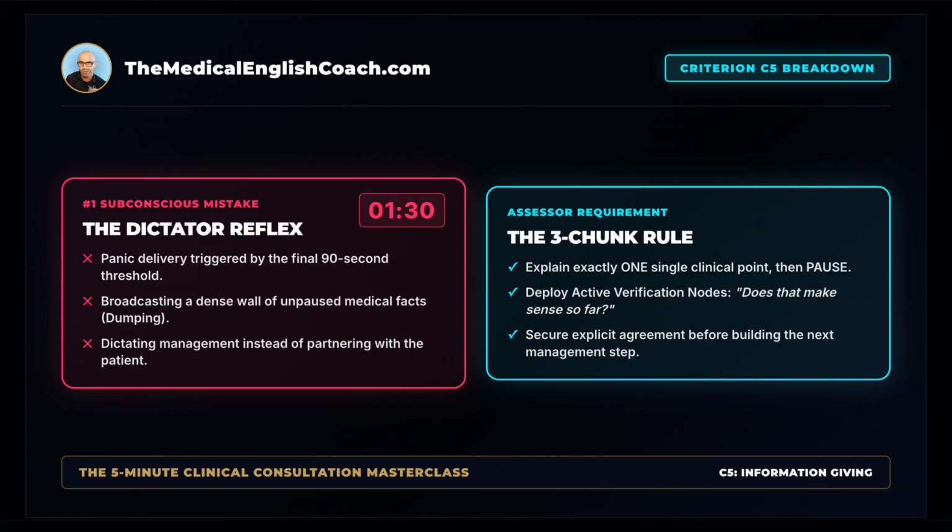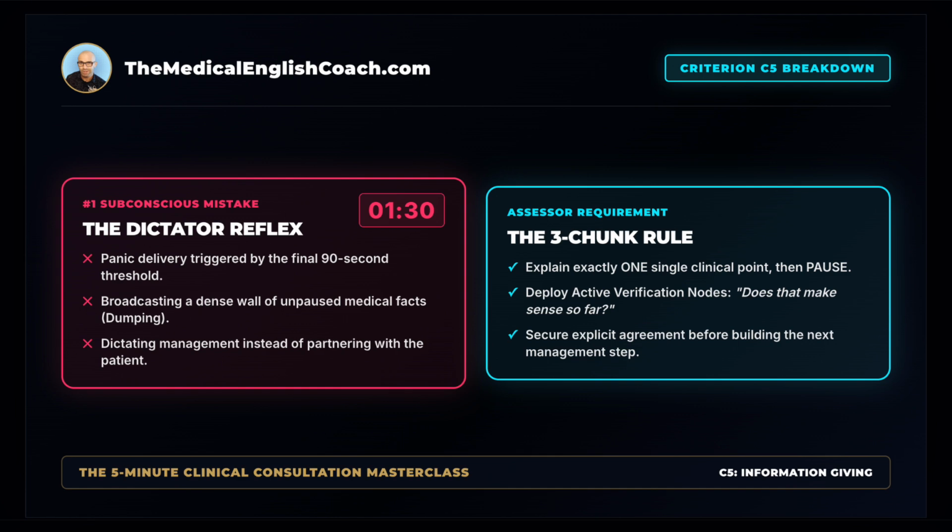Finally, Criterion C5, information giving. What doctors think this means is delivering a flawless, comprehensive medical explanation of the diagnosis and treatment. What the examiner actually sees is the dictator reflex. When doctors realize they only have 90 seconds left on the clock, panic sets in. You stop consulting and you start dictating. You broadcast a dense wall of medical facts without pausing. You tell the patient what to do instead of partnering with them.